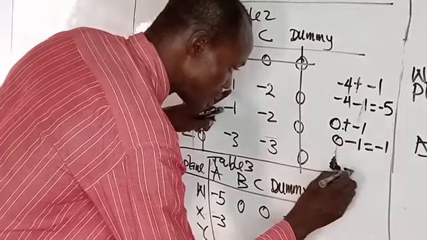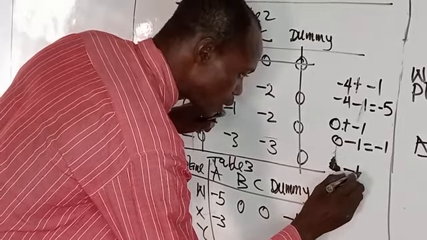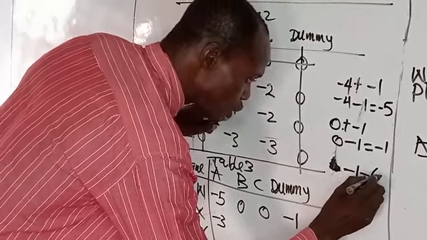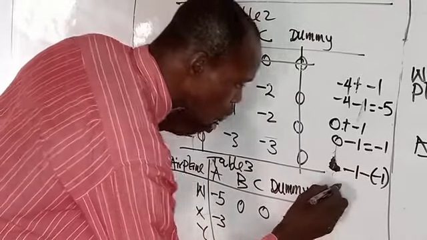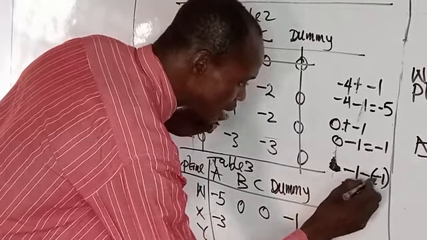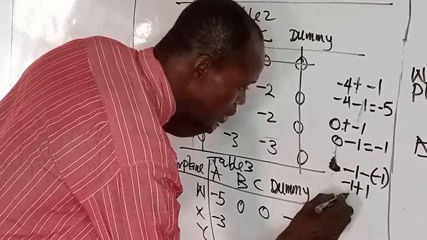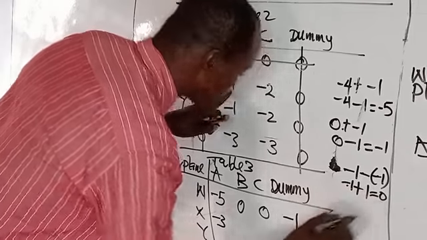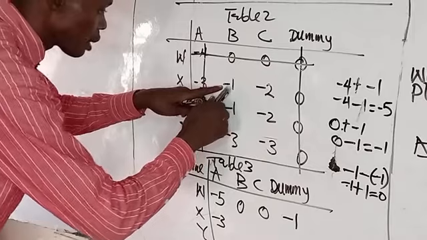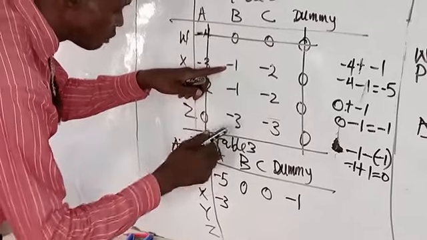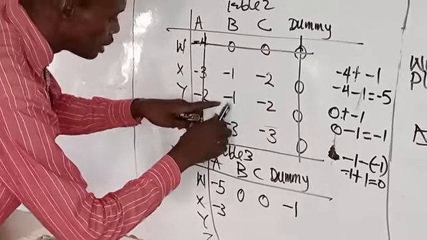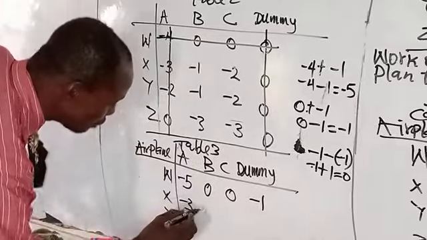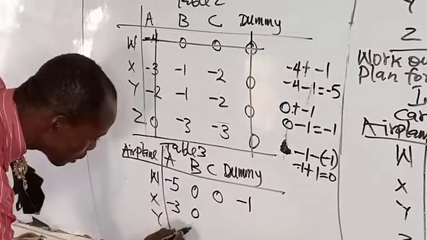Minus 1. You are subtracting minus, and you have minus 1. You want to subtract from it. So we have minus 1. Minus times minus become plus 1. Minus 1 plus 1 will be 0. So that means this one now, if you subtract minus 1 from it, you have a 0. This one too will be 0.